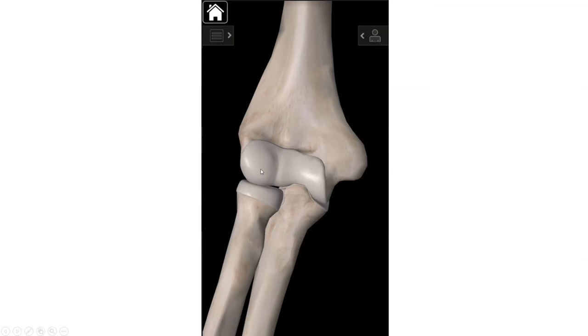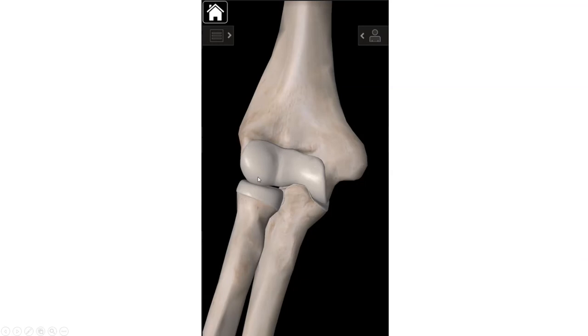I don't really have any good way to remember that other than the fact that trochlea kind of sounds like ulna, and then the other two, I don't have anything for you. The capitulum and the radius don't sound anything like each other, but the trochlea and the ulna go together, and the two kind of sound alike, so hopefully that'll be helpful for you.